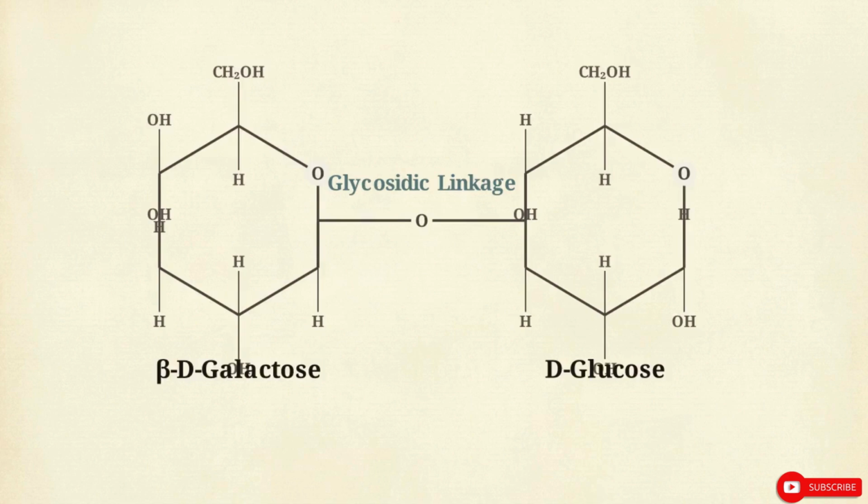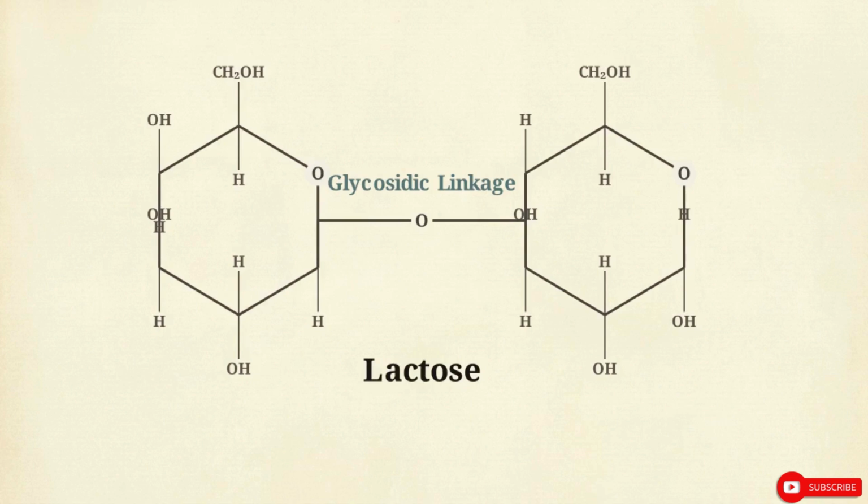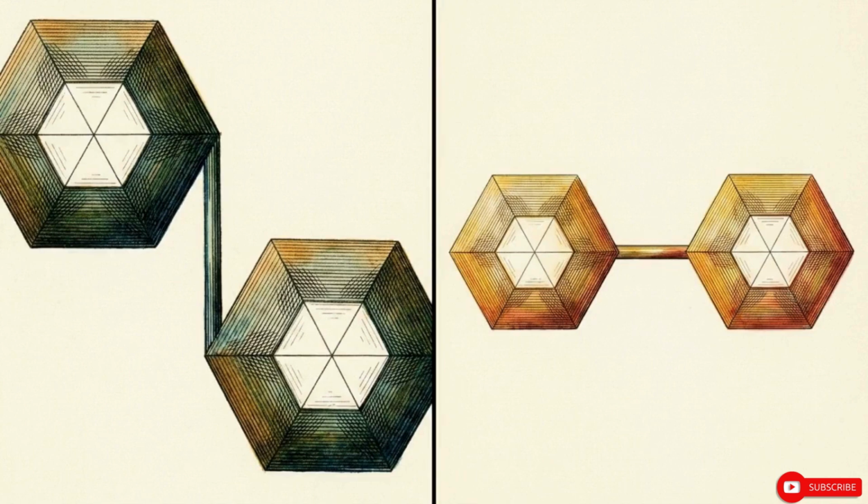If you join a specific D-galactose residue to a D-glucose residue with this exact linkage, you produce lactose, a common oligosaccharide. The orientation of this connection, whether the linkage forms in the alpha position or the beta position, creates drastically different macro properties for the resulting polymer. This model represents starch.